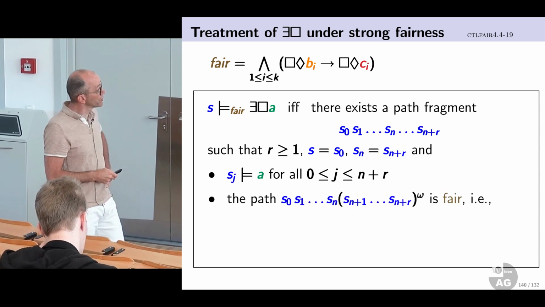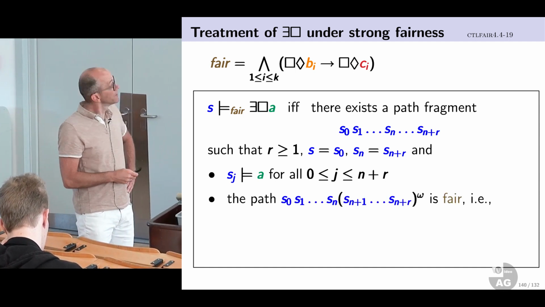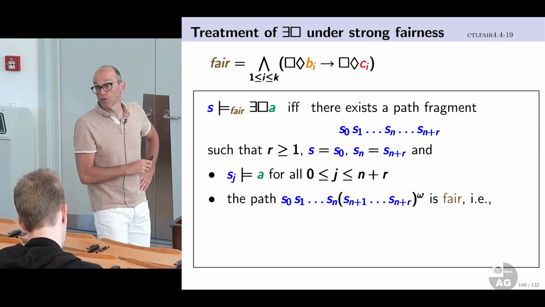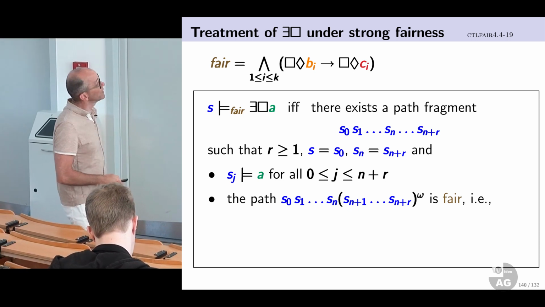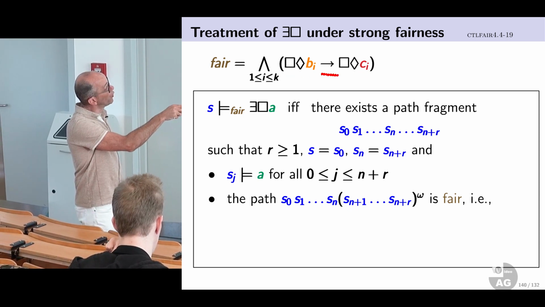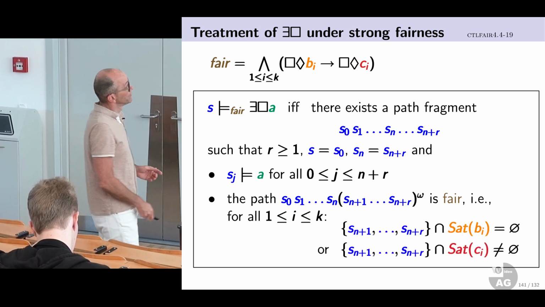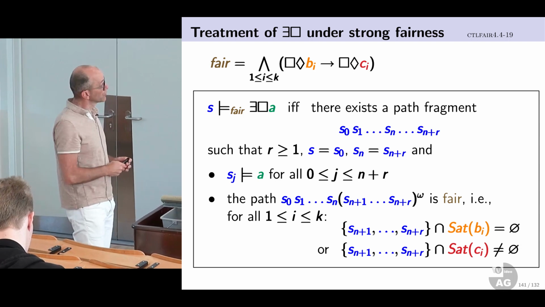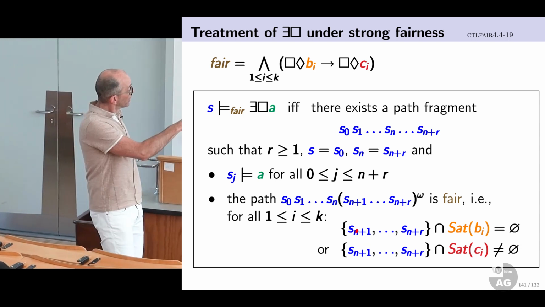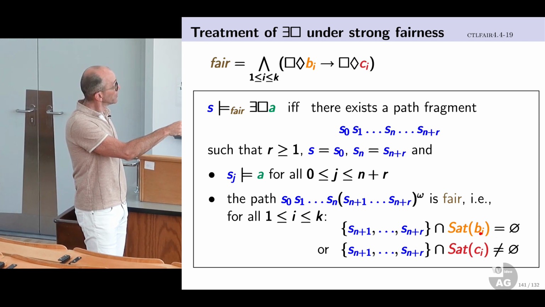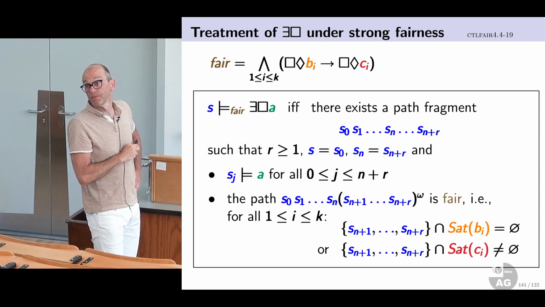And now the fairness assumptions. This path needs to be fair. So that means that if I take the prefix to the start of the cycle and then take the cycle infinitely often, this needs to be a fair computation. What does that mean? Now we have to fulfill all these conjunctions. So in particular, for all i, the following should hold. Either along the cycle there is no bi state, or along the cycle there is at least one ci state.